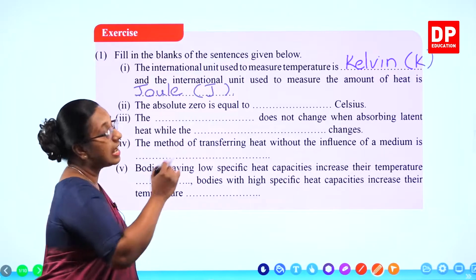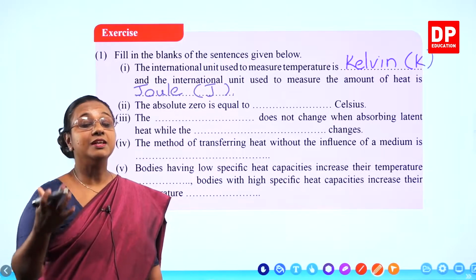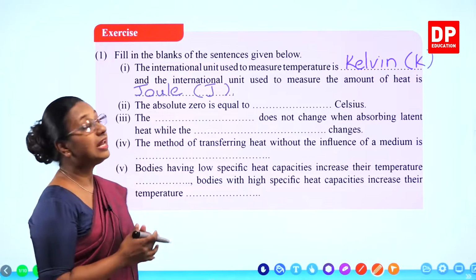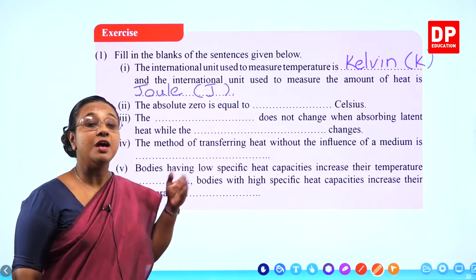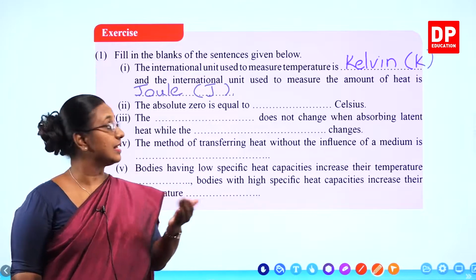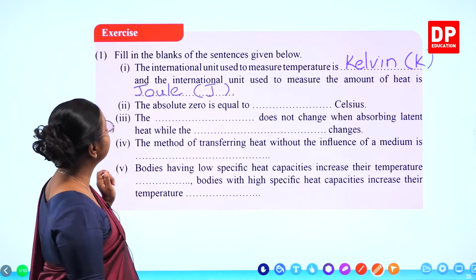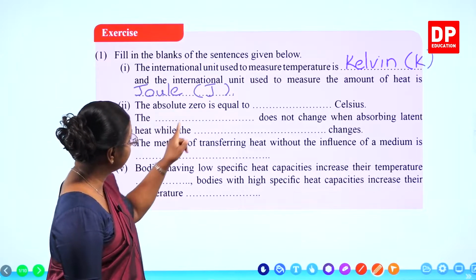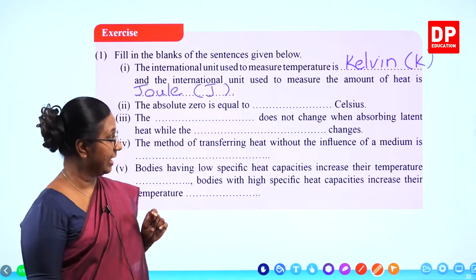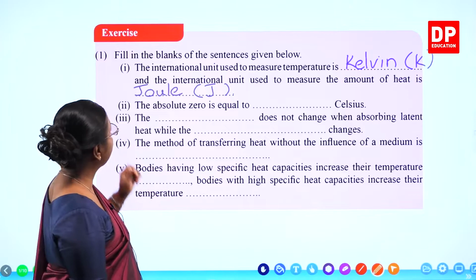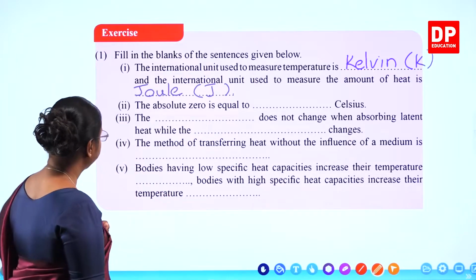So both these are named after the different scientists who were related to these different types of measurements, heat measurements as well as temperature measurements. So that is why the symbols or the standard units have to be capital letters. Kelvin capital K and Joule capital J.